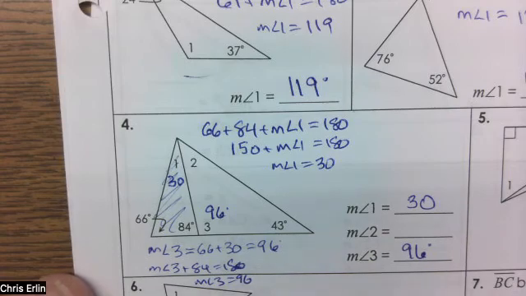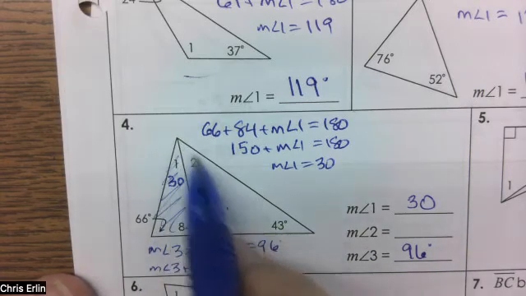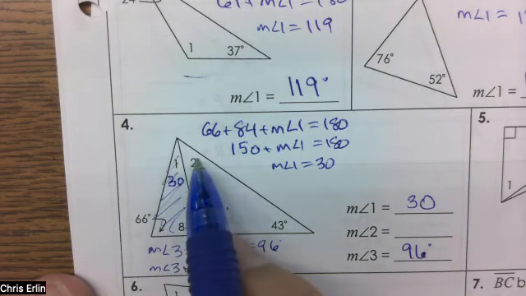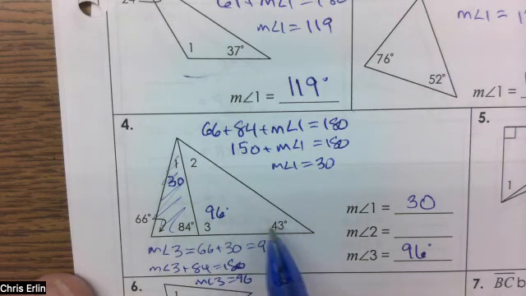Oh, I see what you're saying. Clever. You're saying that this whole shape is a triangle. So if I did 66 plus 30 plus this missing measure plus 43, that would all add up to 180. Very good.